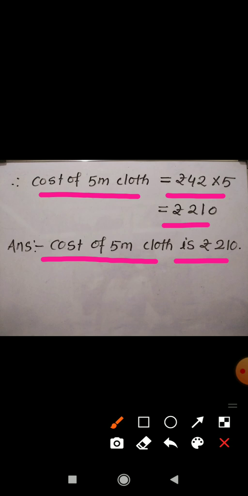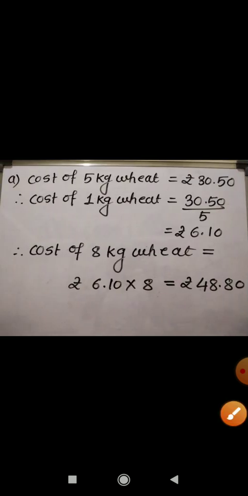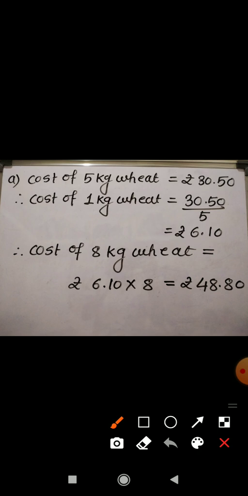Likewise, you can solve the second and third examples. Now coming to the fourth one. I am going to read the question. You all please look into your textbook. The question is, the cost of 5 kg of wheat is 30 rupees 50 paise. Then we are asked to find out what will be the cost of 8 kg of wheat and what quantity of wheat can be purchased in 61 rupees.